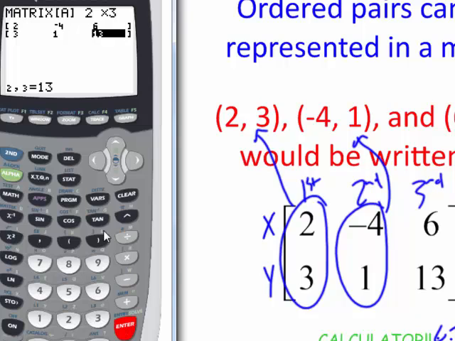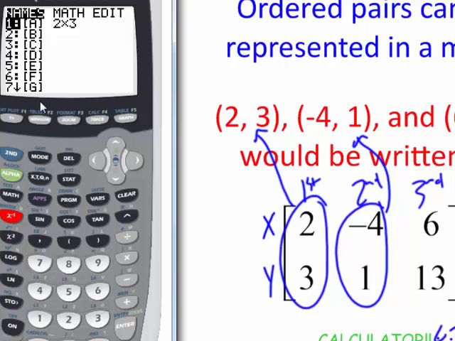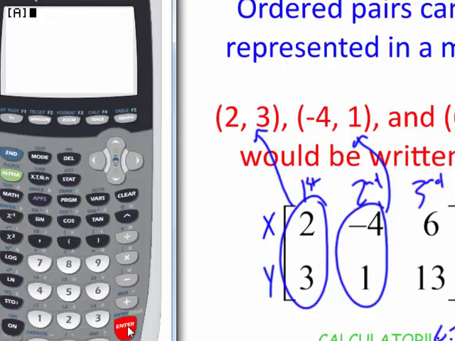So there we go. I got it typed in. So matrix A is going to be this matrix right here. If I'm ever going to use that matrix A, I'd have to go into my matrix option, right? Second matrix. And then I'd select this, matrix A. And if I hit enter, it's going to post that matrix.